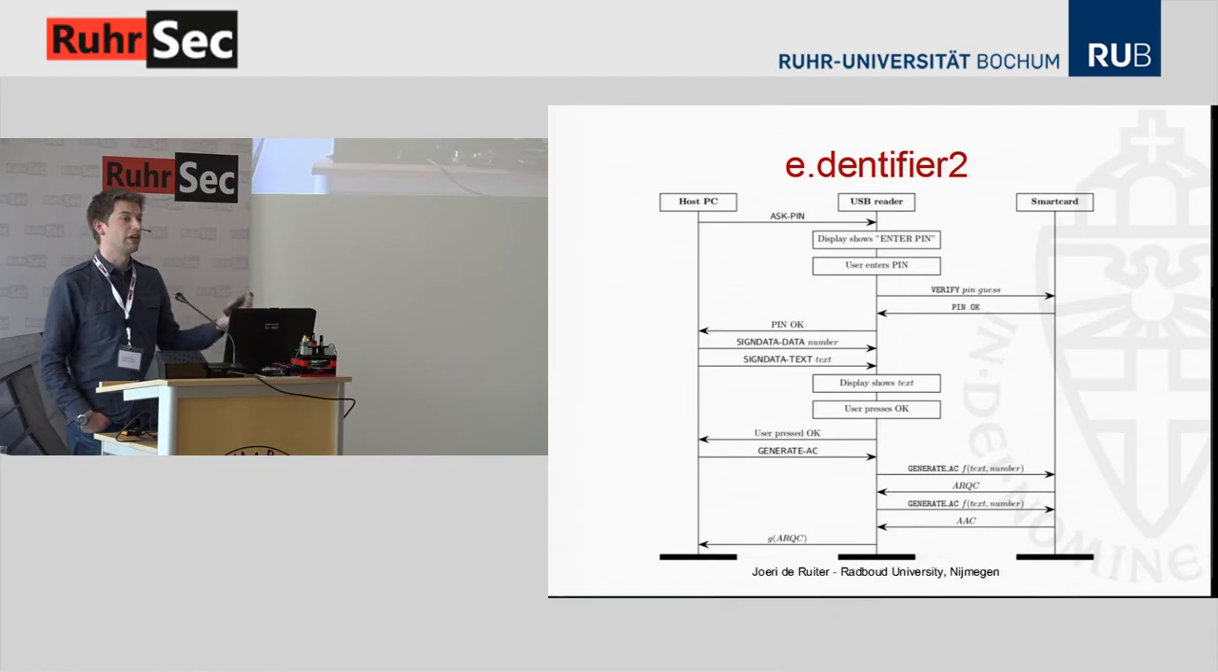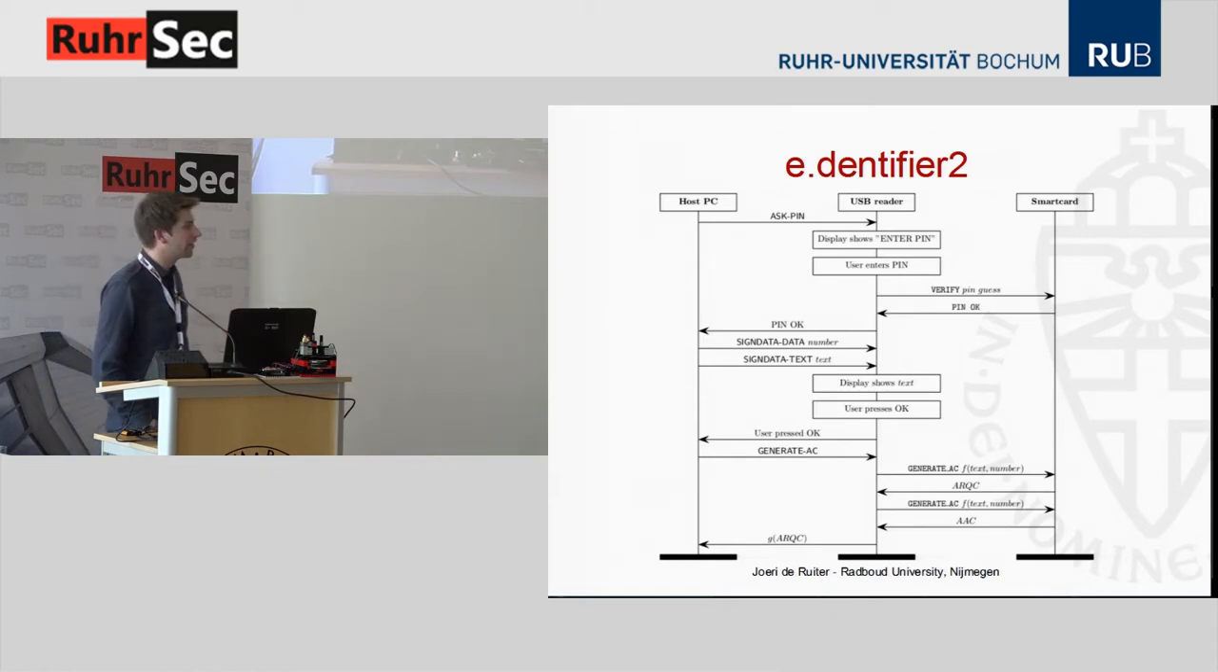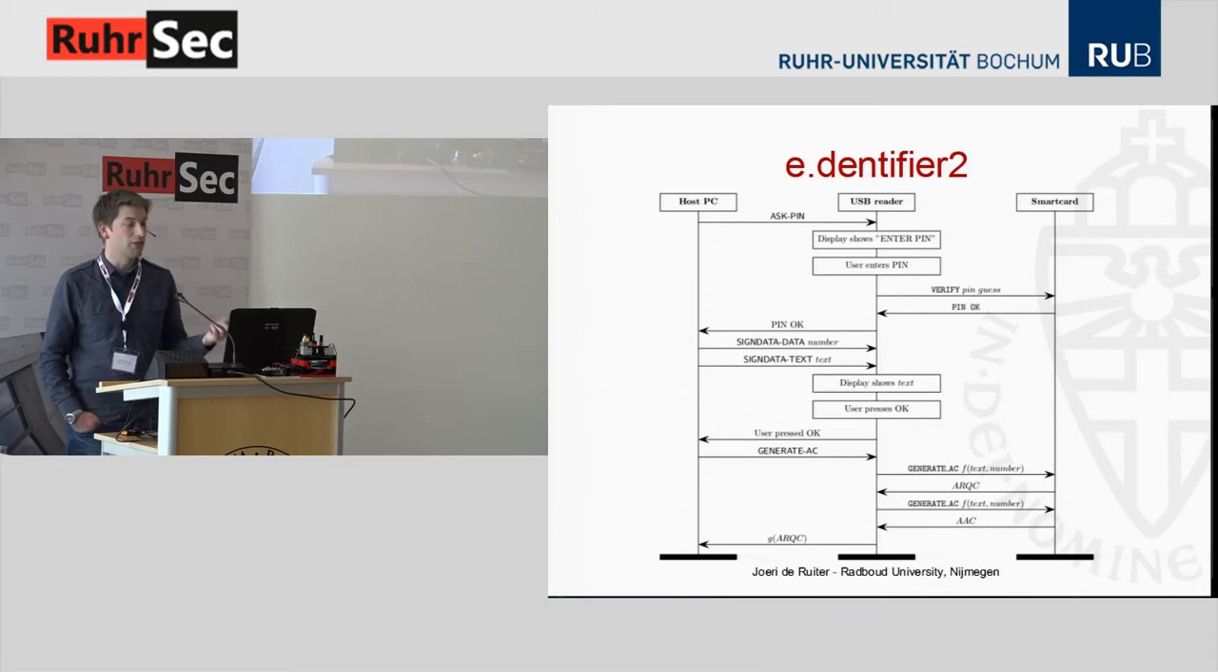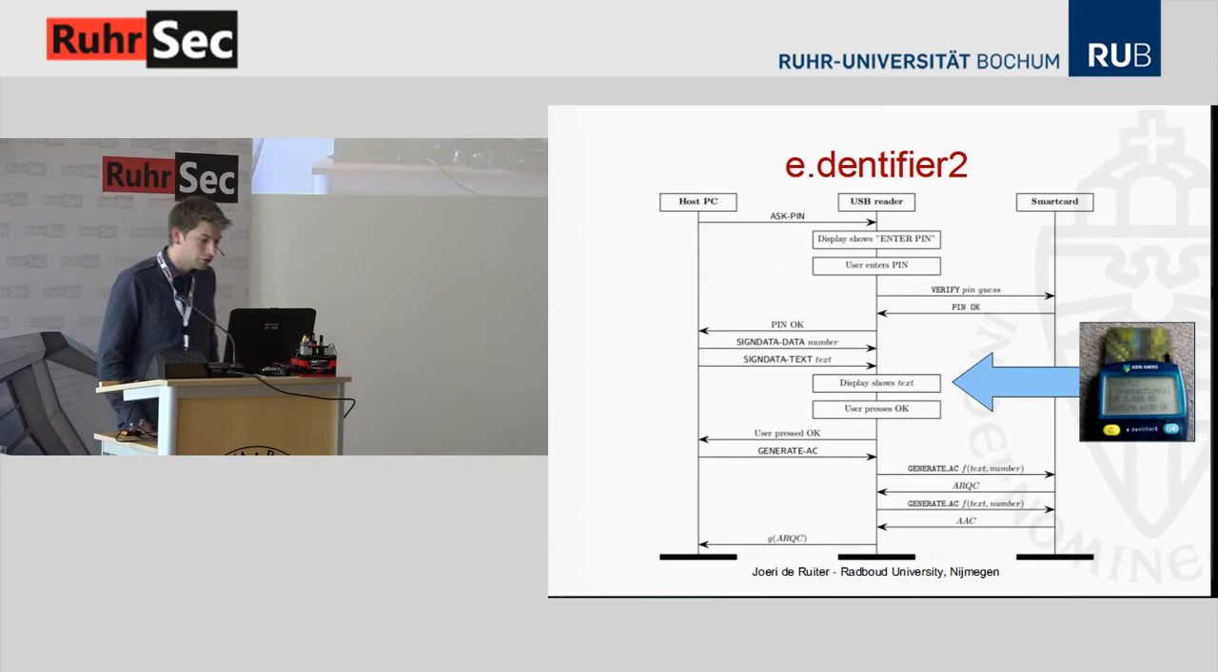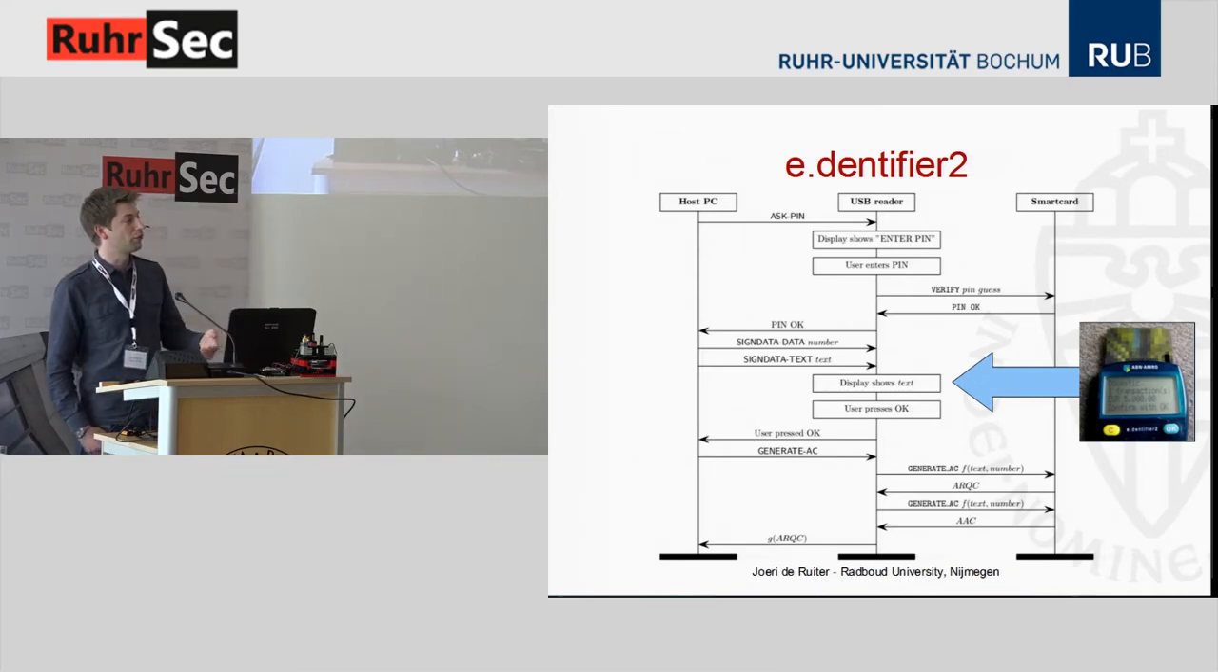the host PC will send some transaction relevant data, like, for example, the amount, to the device. And the device will then show this to you. Here you can see it's a transaction for 5,000 euros. And the user will then have to approve this by pressing OK. The reader then tells the host PC, OK, the user just pressed OK.